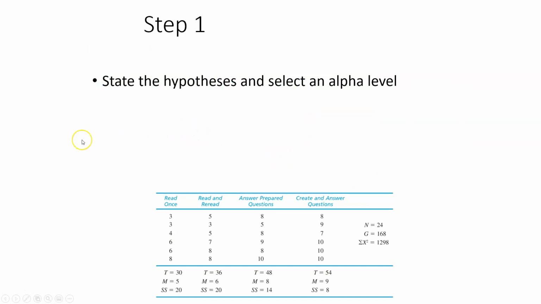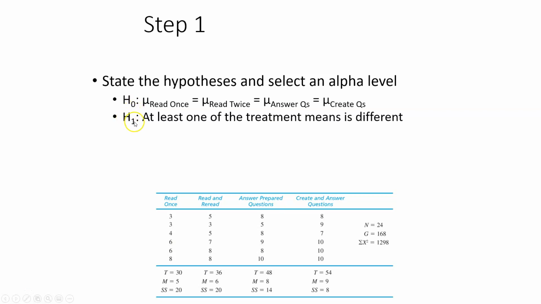Step 1. State the hypotheses and select an alpha level. The null hypothesis is that the mean of the first group equals the mean of the second group equals the mean of the third group equals the mean of the fourth group. All the groups are the same because none of the treatments have any difference compared to each other in this situation where the null hypothesis is true. In the alternative hypothesis, we say, in words, at least one of the treatment means is different. In this situation, let's use an alpha of 0.01. For no particular reason, we're just doing that.